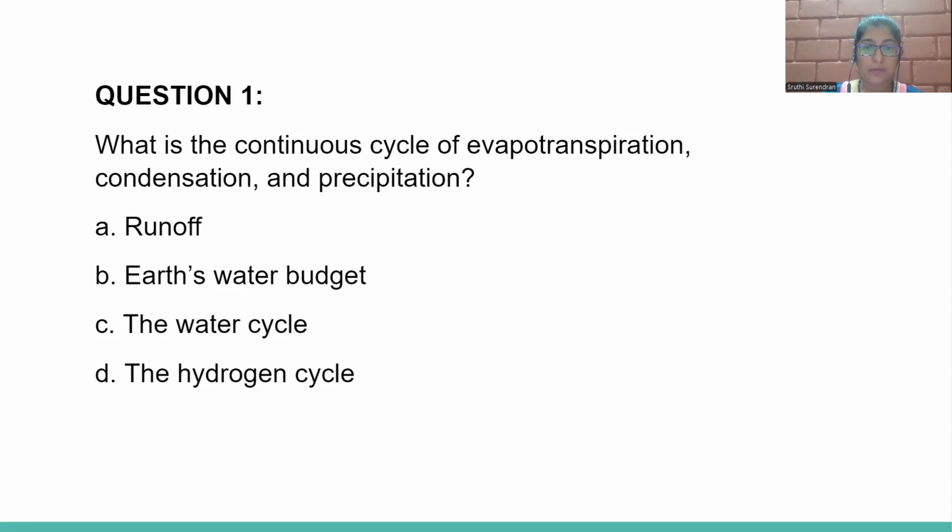The first question is, what is the continuous cycle of evapotranspiration, condensation and precipitation known as? There are four options: runoff, Earth's water budget, the water cycle, and the hydrogen cycle. Please post your answers in the chat box, preferably as a direct message to me, so that you can give your own answers, and then I'll give an explanation for the solution.